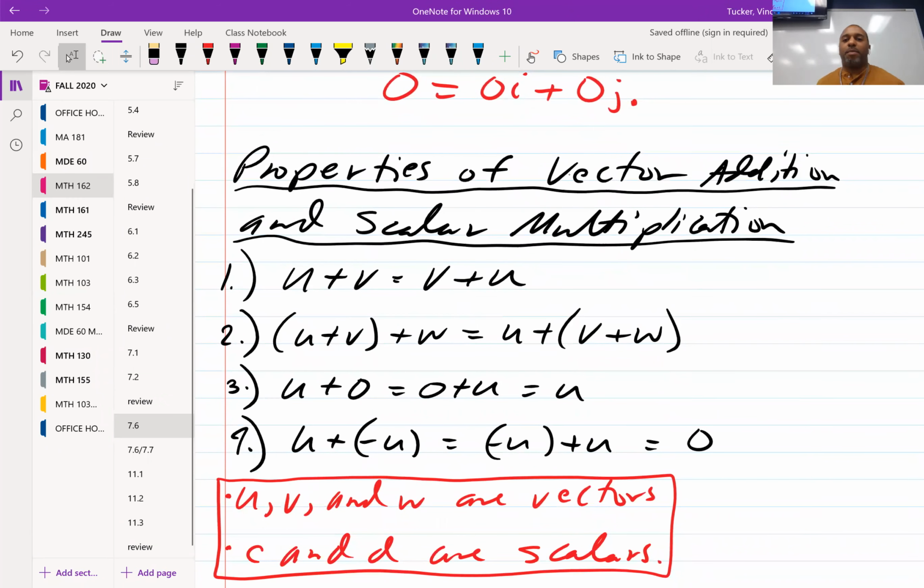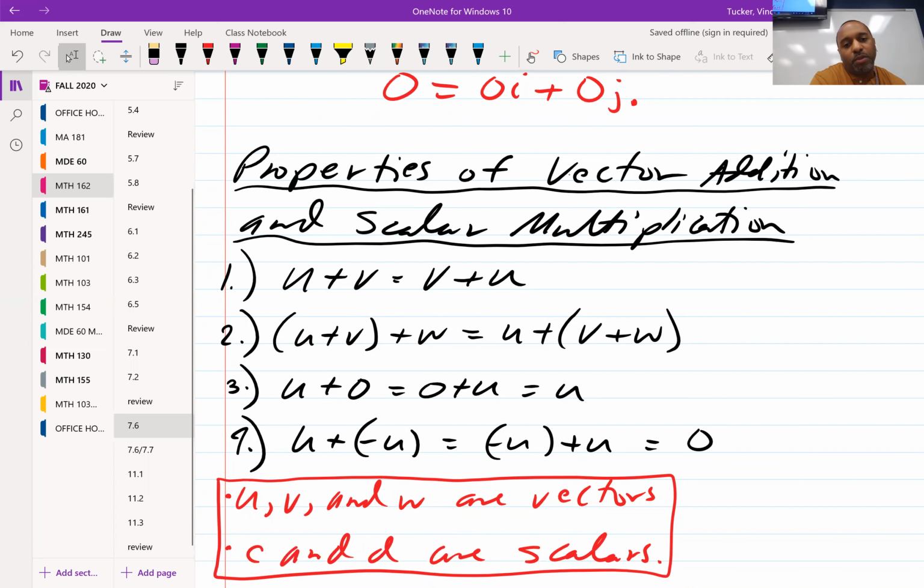Okay, so properties of vector addition and scalar multiplication. It's very similar to what we've done with just regular numbers. We talk about the commutative property, associative property, identity properties. So u plus v and v plus u are going to be the same. U plus v, then adding w, or v plus w, then adding u won't be the same. So the first one is the commutative property, the second is the associative property.